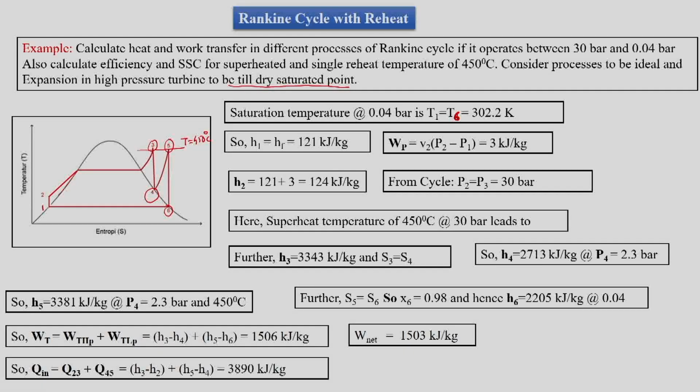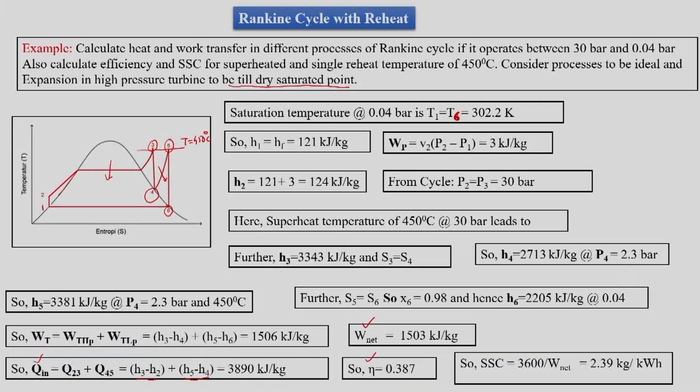Then we can get Q in. The major point to remember here is that we have two heat additions. One heat addition in the steam generator between process 2 to 3, and also heat addition in the reheater between process 4 to 5. So Q in is H3 minus H2 plus H5 minus H4, which leads to Q in as 3890 kilojoule per kg. We know W net and Q in, so we can find the efficiency. It turns out to be 38.7%.